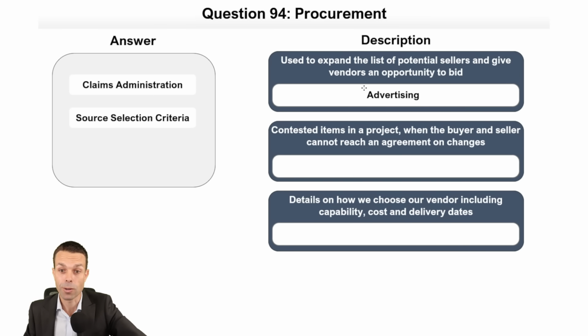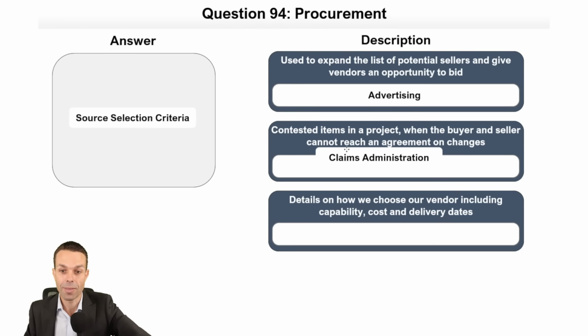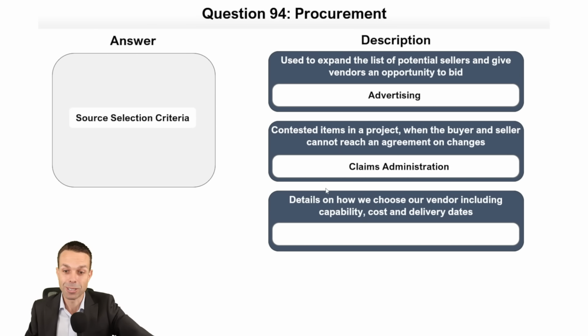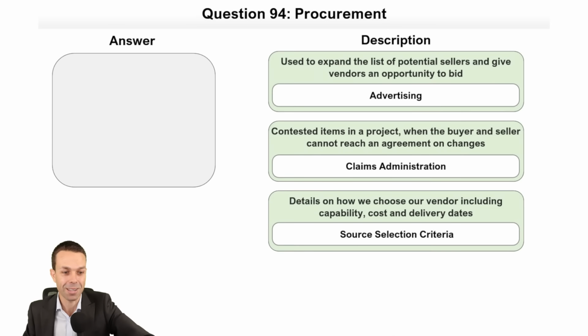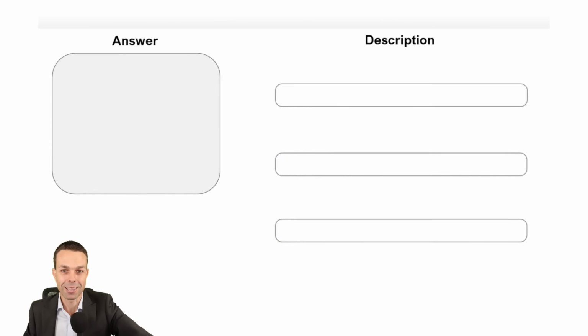We advertise. So if you've got a government contract particularly, you might need to advertise that opportunity so all of the vendors have an opportunity to bid. And again, then they can't come back later and say, well, we never heard about this and it's unfair. So it just keeps us safe. Contested items in a project where the buyer and seller can't agree on any changes, that's a claim and claims administration. And last one, details on how we choose our vendor, including capability. That's how we select them, our source selection criteria. Let's double check. That's come through. Wonderful stuff. Hopefully that's the last one on procurement.